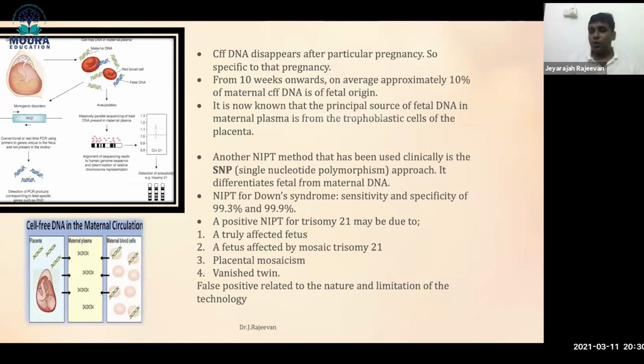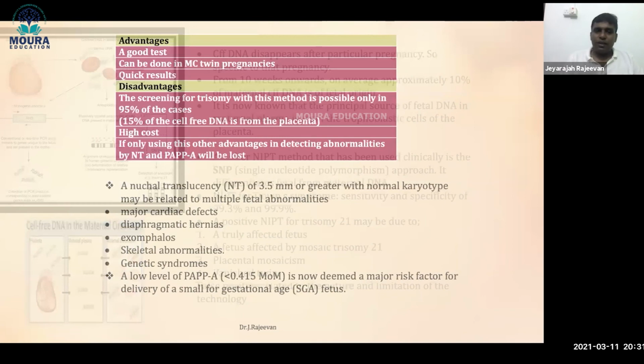Second, vanished twin. So there might have been two twins earlier, one twin might have died earlier, the second twin is alive. So this cell-free DNA belongs to the dead baby. That's why you are getting this Down syndrome, but actually the live baby is normal. Do you understand? So that is the reason the cell-free DNA has a 99% detection rate, not a diagnostic test. It's a screening test. Okay. So there are advantages and disadvantages of cell-free DNA.